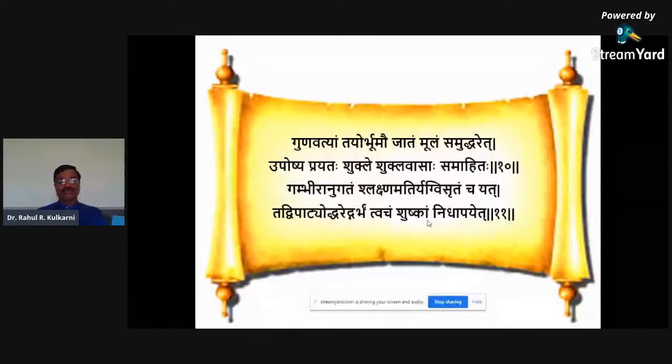Garbham twacham shushkam nidapayet. Once you pluck the root from the ground and clean it, make a cut on the skin of that root, and the internal garbha, the sara or internal pith, has to be removed. Only the moola tvacha has to be taken and kept for drying in a proper place. Once it is dried, it has to be powdered and used for the purposes.